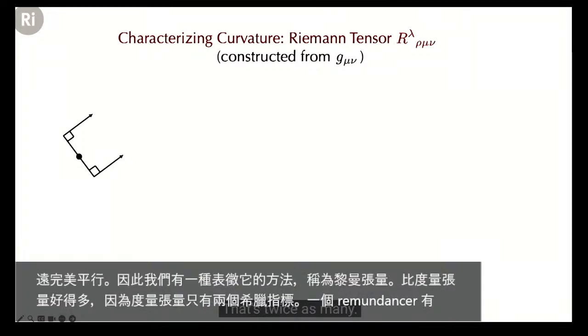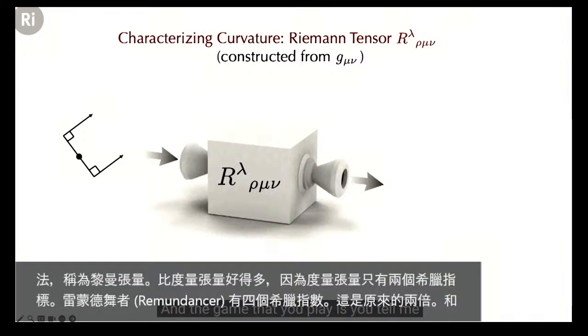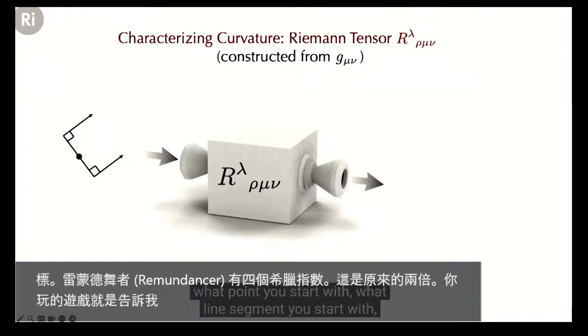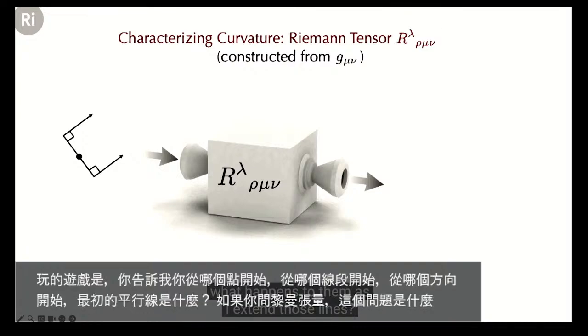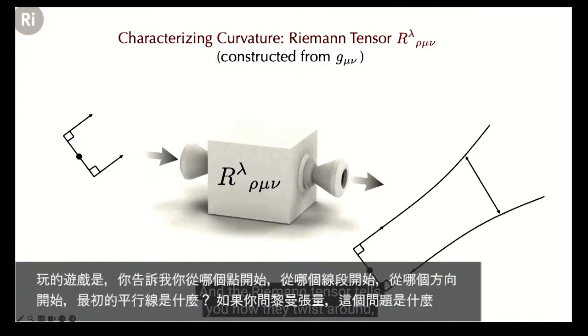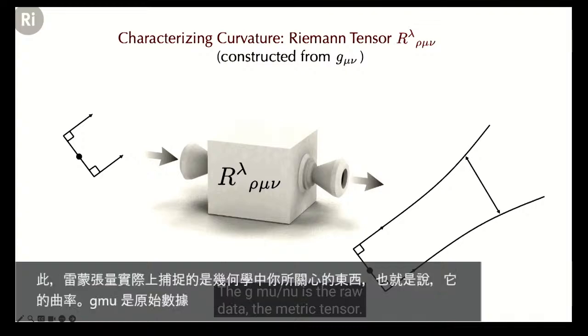That's twice as many. And the game that you play is, you tell me what point you start with, what line segment you start with, what direction your initially parallel lines go at. You ask the Riemann tensor the question, what happens to them as I extend those lines? And the Riemann tensor tells you how they twist around or converge or diverge or whatever. So the Riemann tensor is really capturing what you care about in the geometry, that is to say, its curvature. The g mu nu is the raw data, the metric tensor, but what you want is the Riemann tensor.